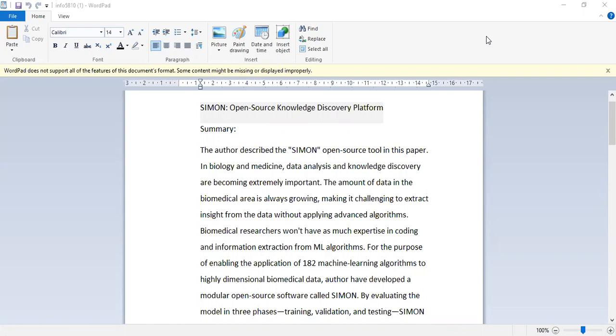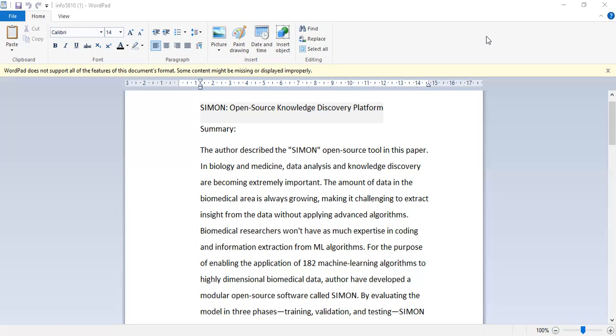Today I'm presenting the paper called Simon, which is an open source knowledge discovery platform. The author described the Simon open source tool in his paper. In biology and medicine, data analysis and knowledge discovery are becoming extremely important. The amount of data in the biomedical areas is always growing, making it challenging to extract insight from data without applying advanced algorithms. Biomedical researchers won't have as much expertise in coding and information extraction from ML algorithms.